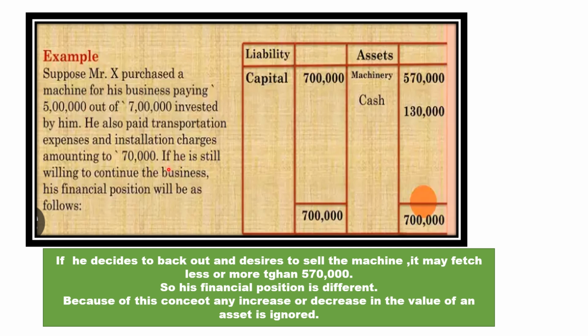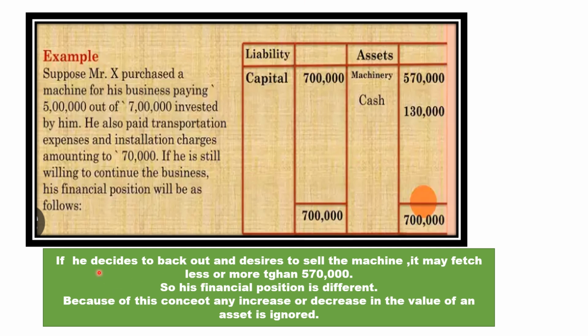So this is very important: whatever asset is being purchased in the business and whatever expenses are related to that asset, they are all added together and shown in the balance sheet on the asset side under the machinery part or the respective asset. Now cash is 1,30,000 remaining. So this 7 lakh is the total. This is the financial position of the business at the end of the year.